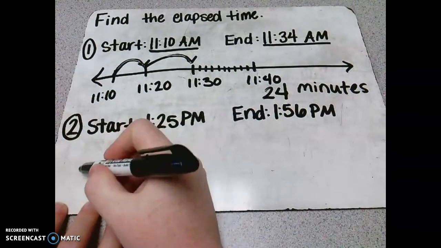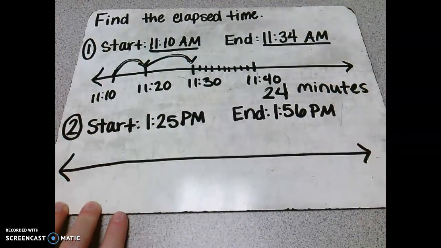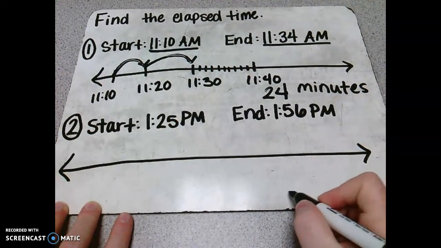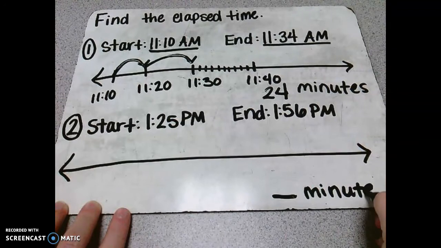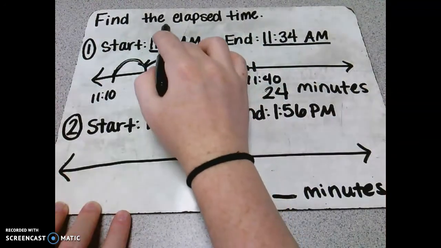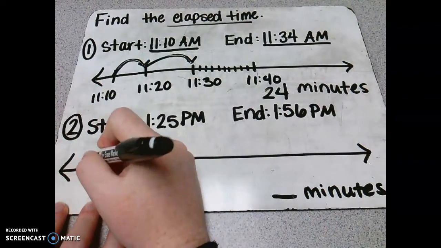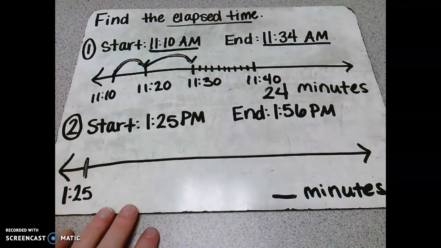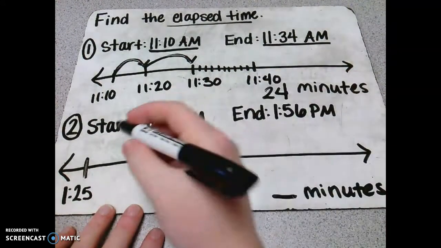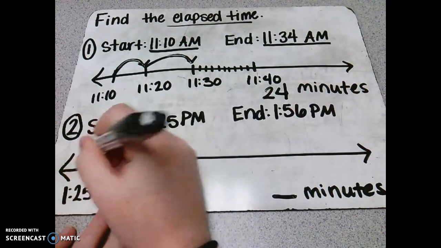All right, let's do another one. I'm going to draw my number line as well. Again, we need to figure out how many minutes have gone by. This is called finding the elapsed time. Okay, I'm going to start my number line with 125, and I can either count by fives, I can count by tens. I'm going to count by tens. It'll make it go a little faster.